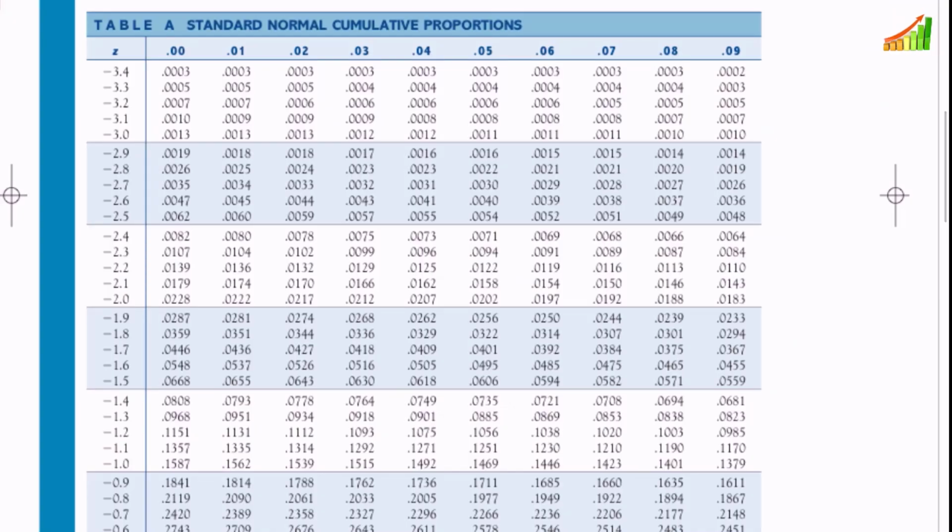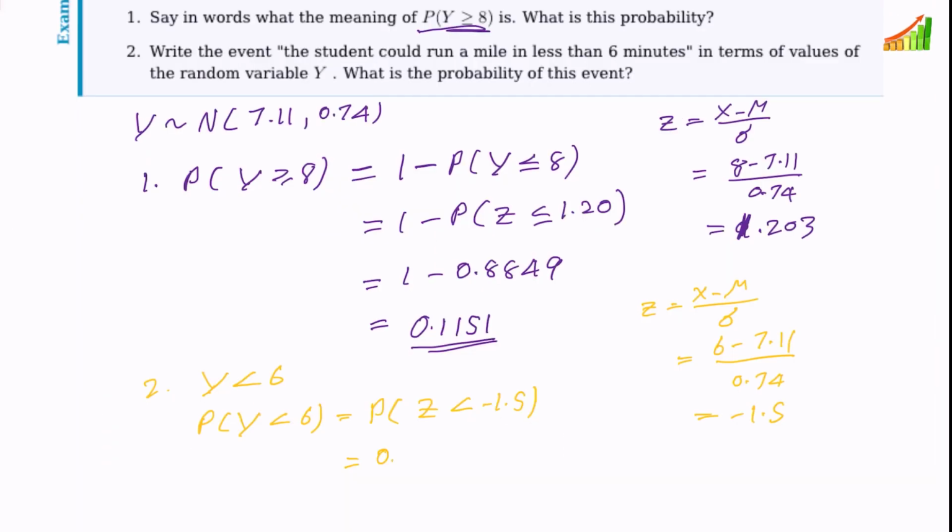Here is the z table for the negative values. Negative 1.5, this one, and this is the 0 here. So the probability is 0.0668. Therefore this is the probability y less than 6.